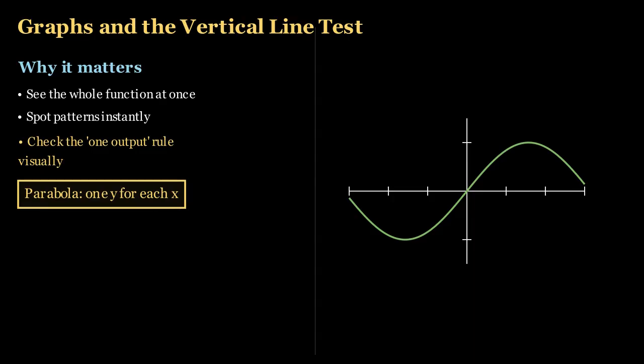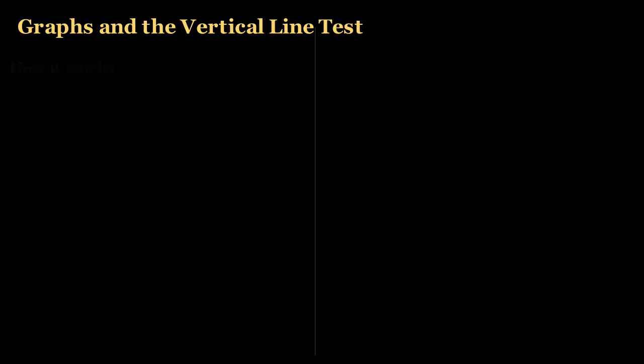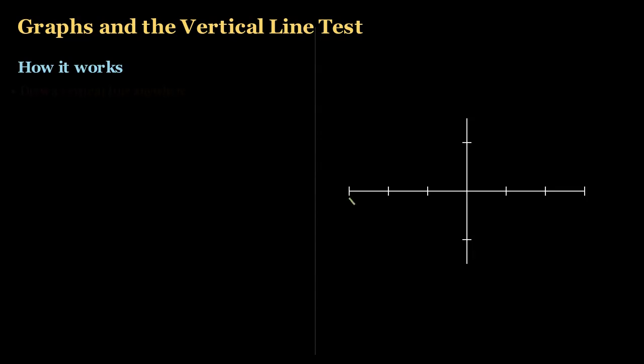If a graph ever doubles back on itself vertically, it means one input is trying to give two different outputs, and that breaks the rule. The graph is your lie detector for functions. Here is the vertical line test. Imagine drawing a vertical line, a line straight up and down, anywhere on the graph. This line represents a single input value, a single x. Now count how many times that vertical line hits the graph. If it hits exactly once, then that input has exactly one output. Good.